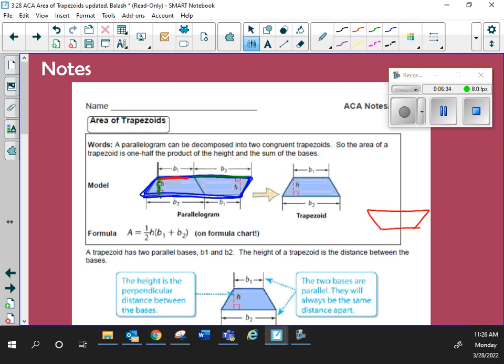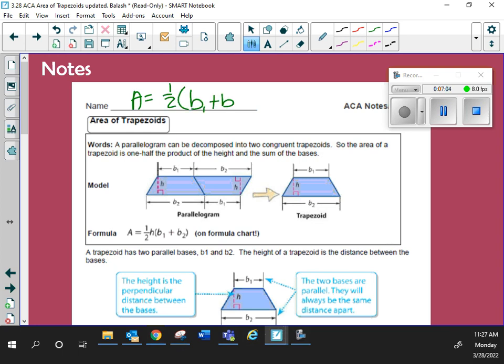It's the same as the other side. What else do we notice about the height that we've noticed in other shapes? The height is perpendicular to the base, meaning that it makes a right angle. Okay, so that is still going to happen. So let's get out our trusty best friend and look at that formula. What does it say for the area of a trapezoid? A equals 1/2 (B1 plus B2) H.